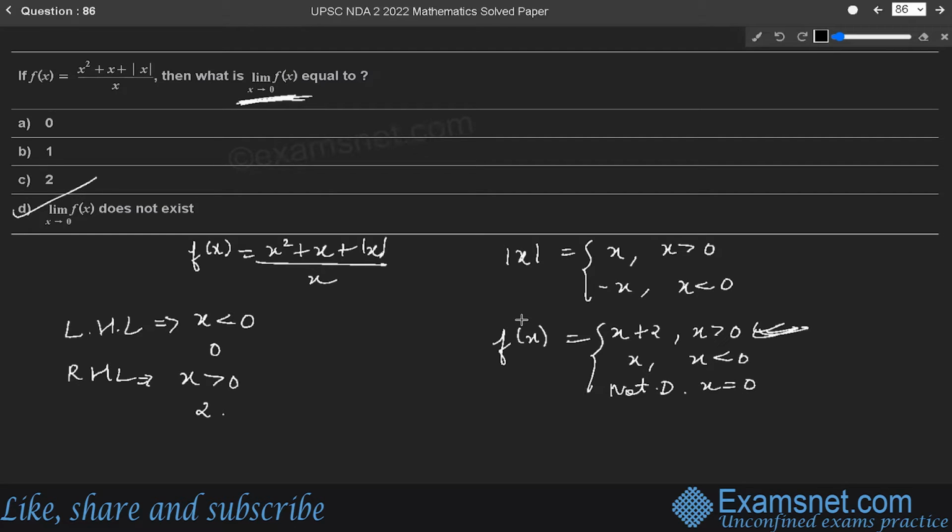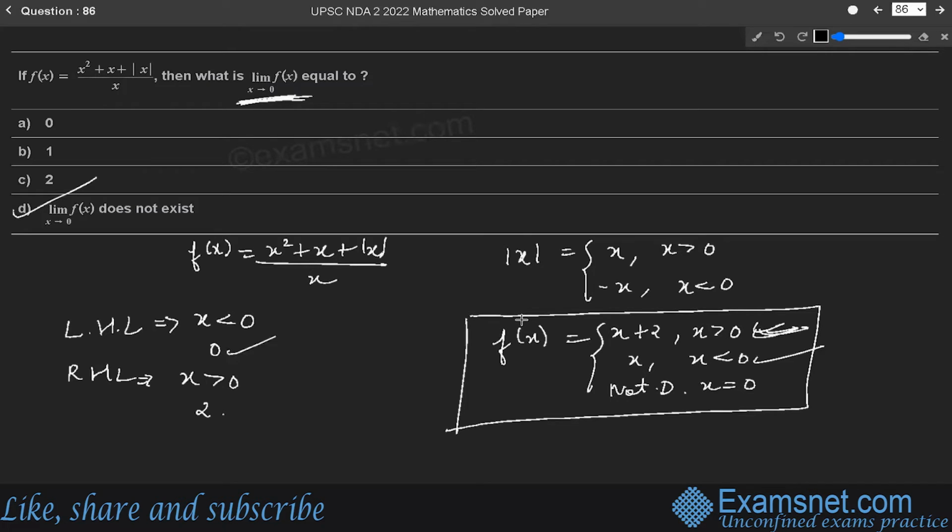The main part here is this particular block. You have to focus on when x is less than 0, it is 0, and when x is more than 0, it is 2. In this way, you will get that no limit will exist for this question.